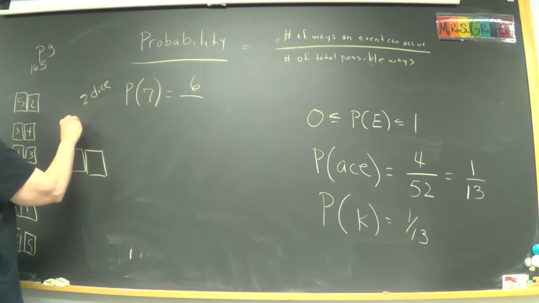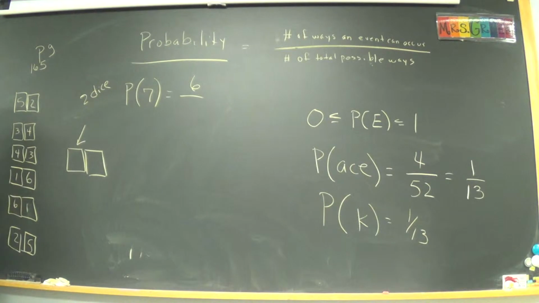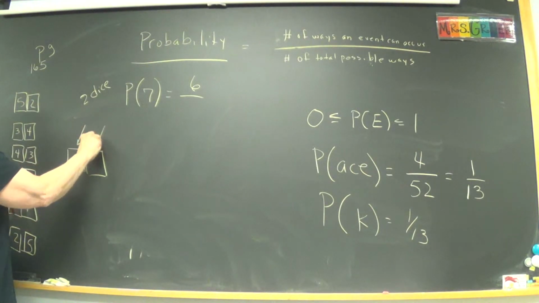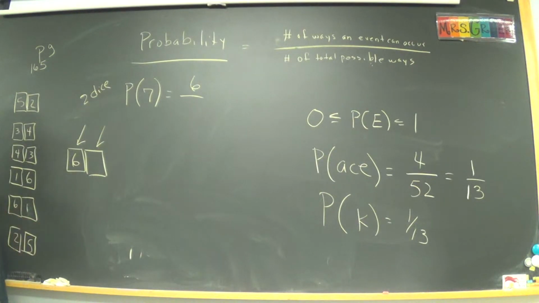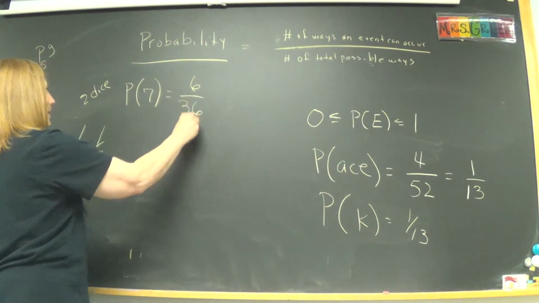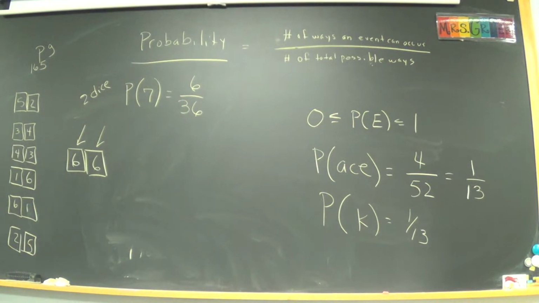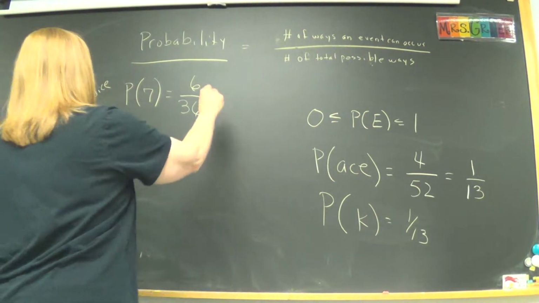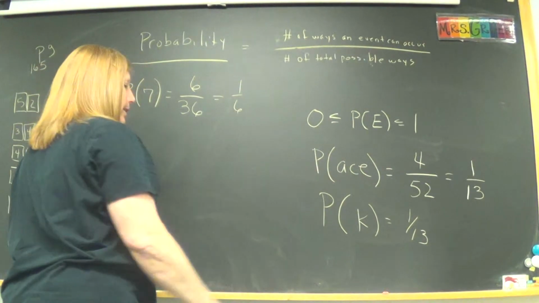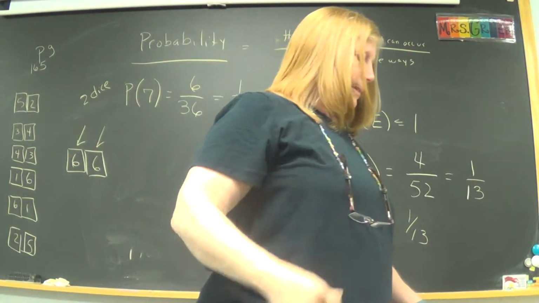So how many ways can we fill in the first box? 1, 2, 3, 4, 5, 6. And then the second box? There's 6 again, because a number here can be repeated. So that'd be 6 times 6, 36 possible ways. So it's 6 over 36, which is 1 over 6. There's 36 different combinations when you roll 2 dice.